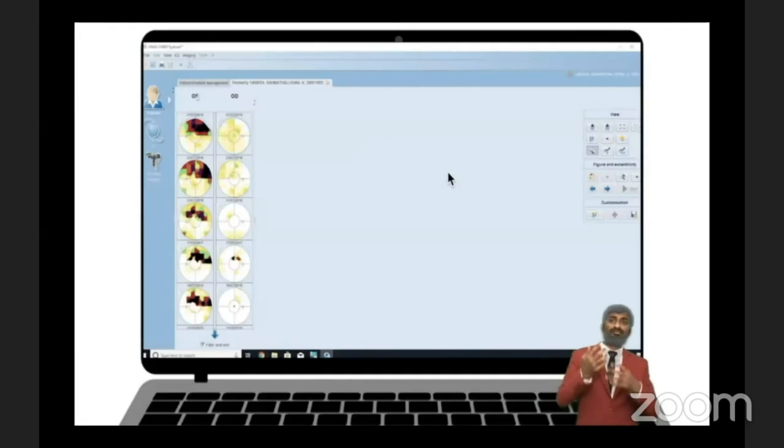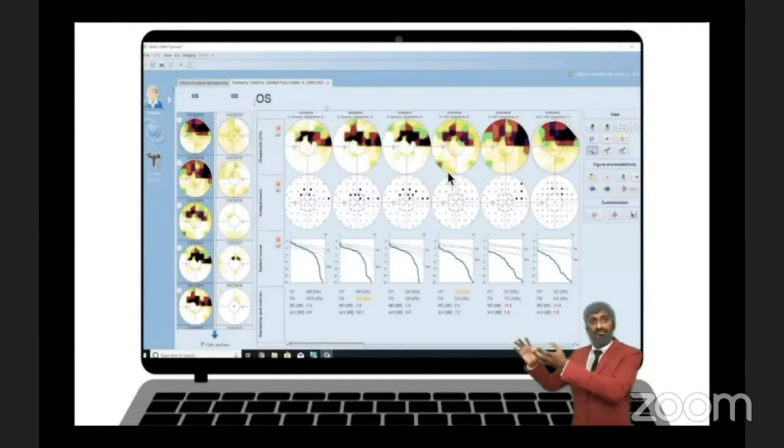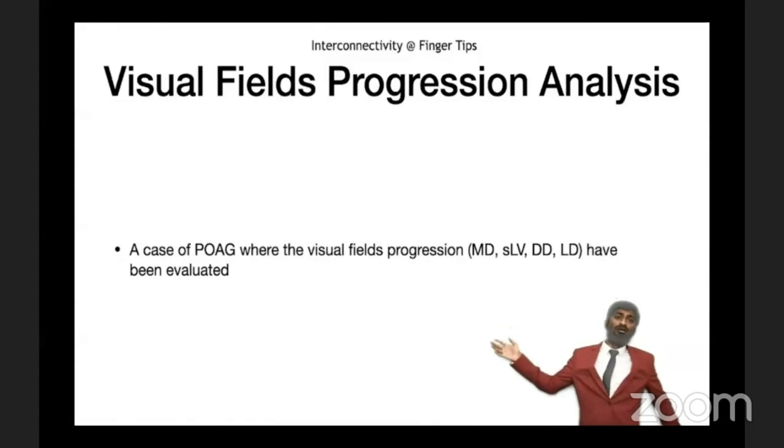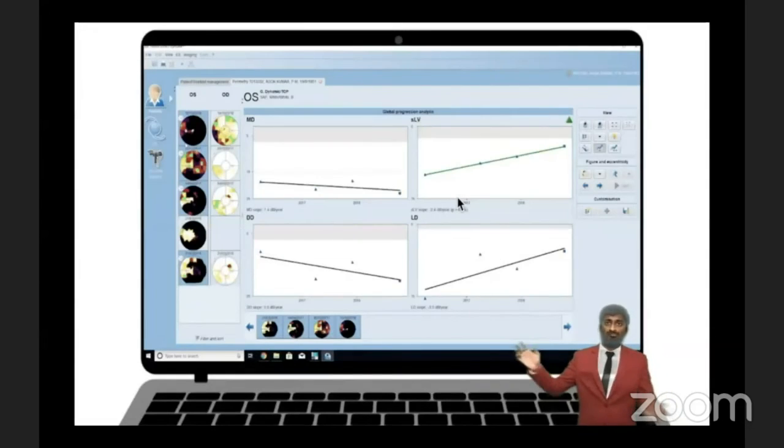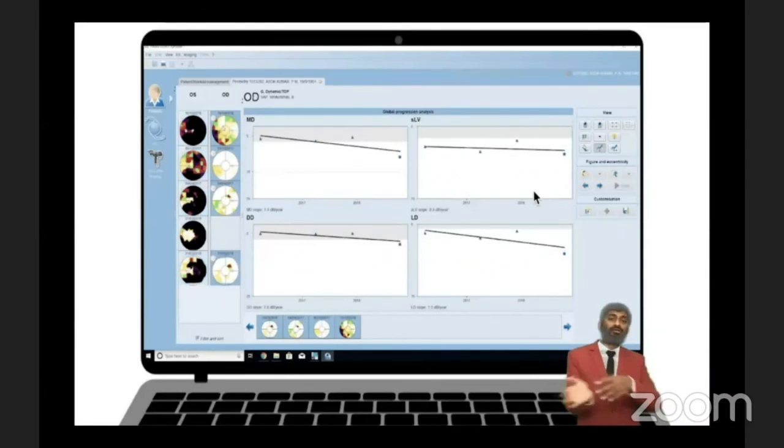And you can see the same patient's left eye shows previous visits reveal that there's a progression of the superior arcuate scotoma, a case of POAG, which has to be evaluated in terms of mean deviation, square root of loss variance, diffuse defect, and local defect. You can see the curve. So evaluation of this curve in the left eye, and then you can click on the right eye and you can evaluate the right eye.